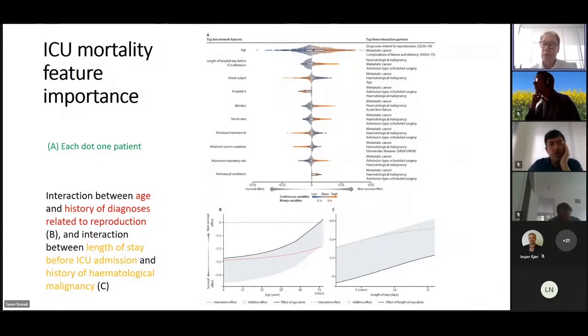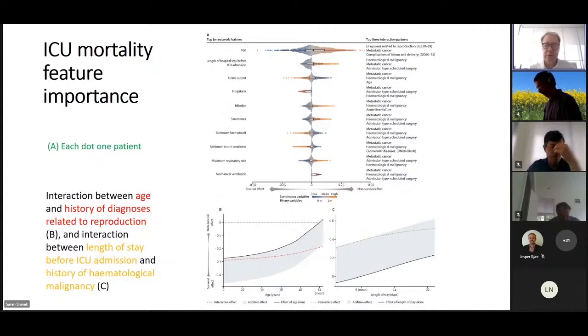We also found some new features here that I will not have time to describe, but if you, for example, have a high age, so that means orange dot up here, then of course it's not so strange that you are getting drawn towards non-survival. But then when you look at how the age interacts with other features, for example, metastatic cancer, then you will actually be drawn the other way. So there are some of these interactions that the machine learning approach picks up that are also very interesting.